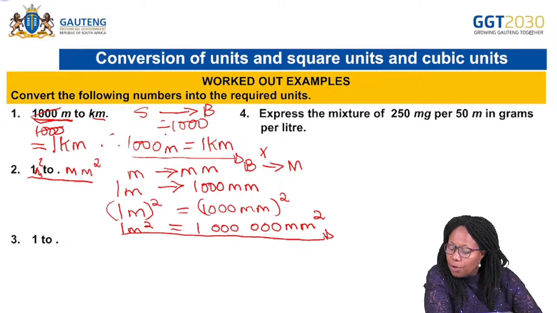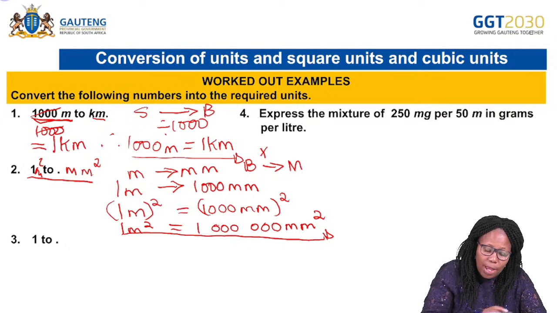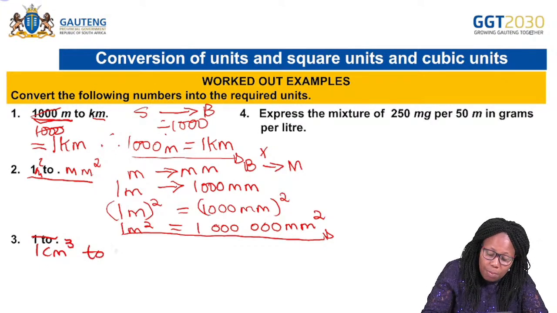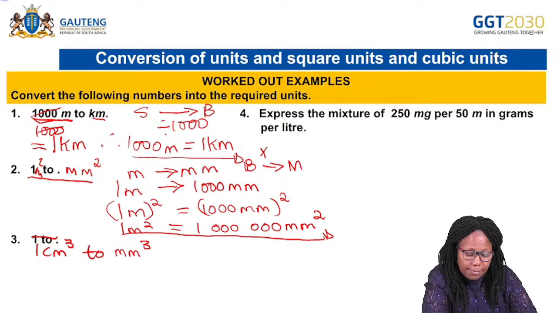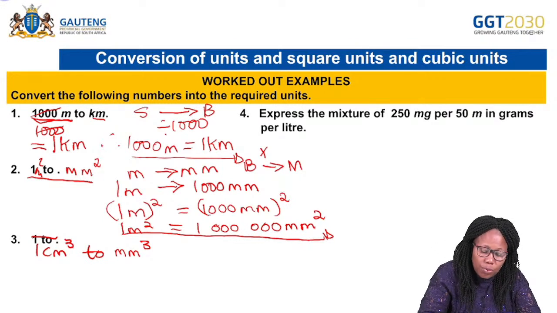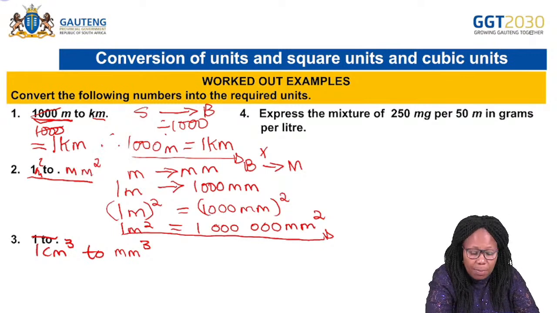Okay, moving on to the third question now. We are having what? A 1 centimeter cubed. We are converting this to millimeter cubed, cubic millimeters. All right, 1 cubic centimeter to cubic millimeters. Let's see now, how do we do this one? We always start from the beginning now.